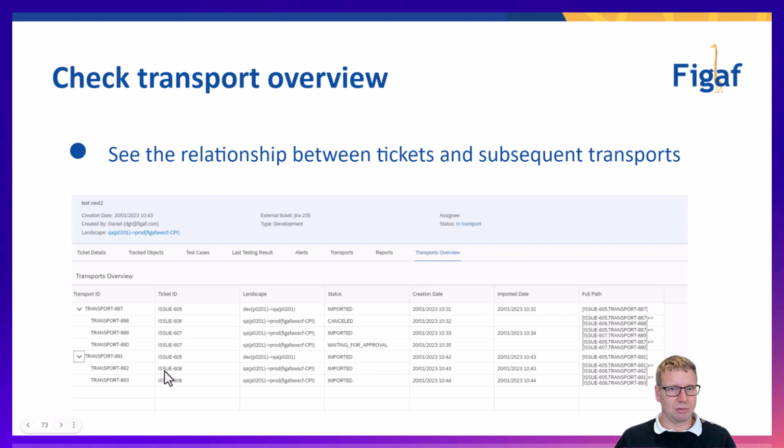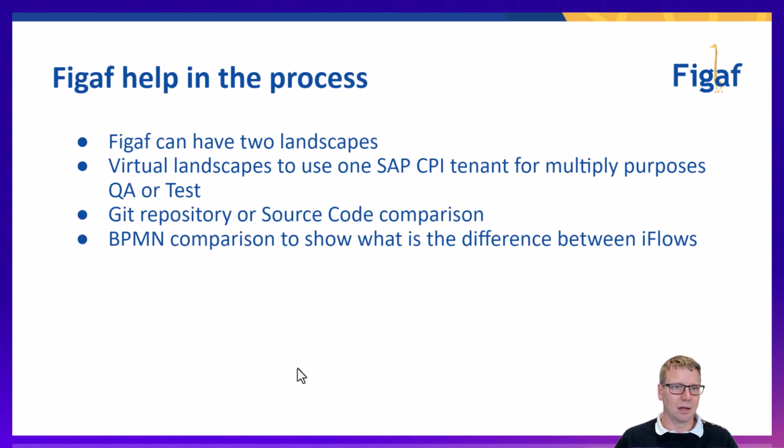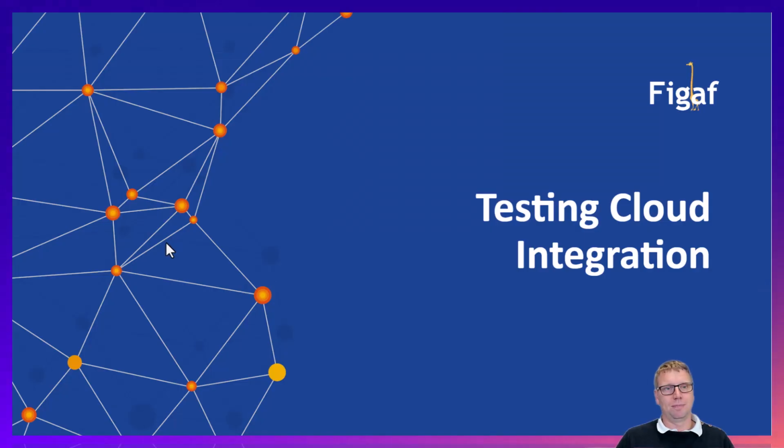We do have this transport overview, as you saw, that gives you a good idea about the different levels of configurations that you have. You can have multiple landscapes and sources. We also support a Git repository showing you what can actually be there, and there's the BPMN comparison that also gives you a good view.